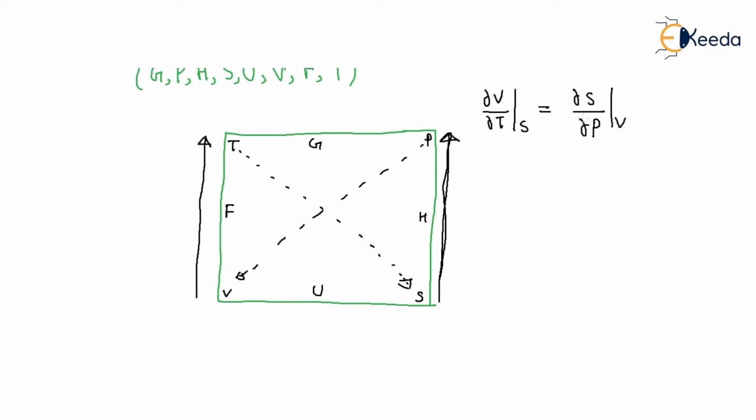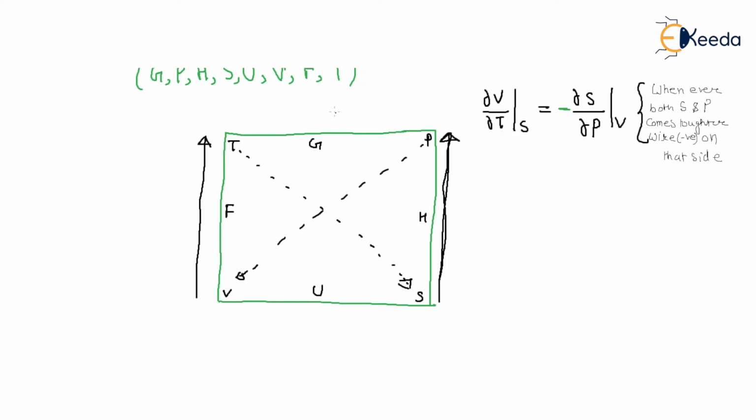So one point to note is that whenever both S and P come together, write a minus on that side. So there is an S and T, so there is a minus. Put the minus sign here. No problem.